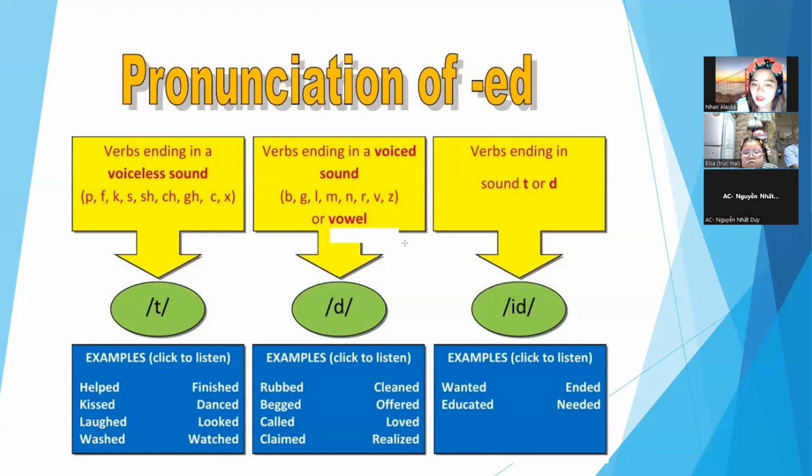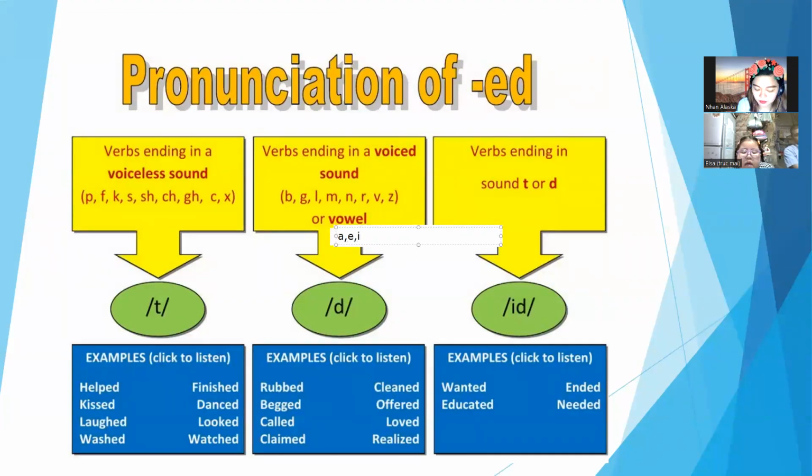What are the five vowels in English? A, E, I, O, and U, right? So if the word ends in a vowel, the sound of ed is d. Can I hear from Elsa? Can you try and read the following?